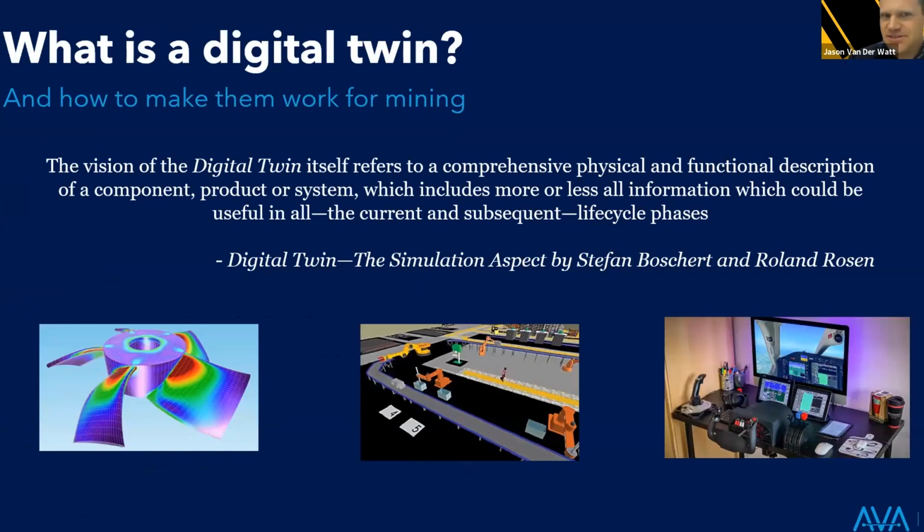So let's get into digital twins then and see how this all ties together. The vision of a digital twin itself refers to a comprehensive physical and functional description of a component, product, or system, which includes more or less all information which could be useful in all the current and subsequent life cycle phases. So we've got great examples of where digital twins make a lot of sense and we just accept it as part of the norm in terms of how we design and operate.